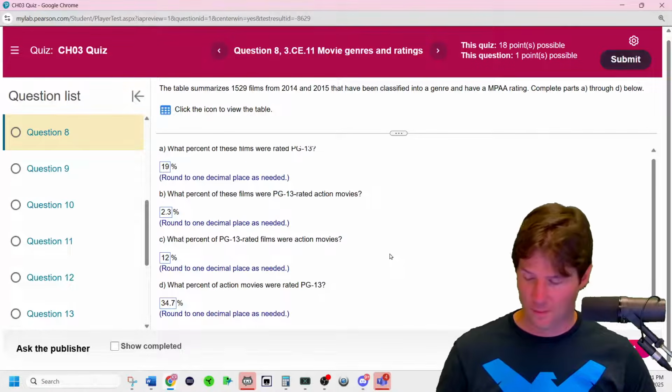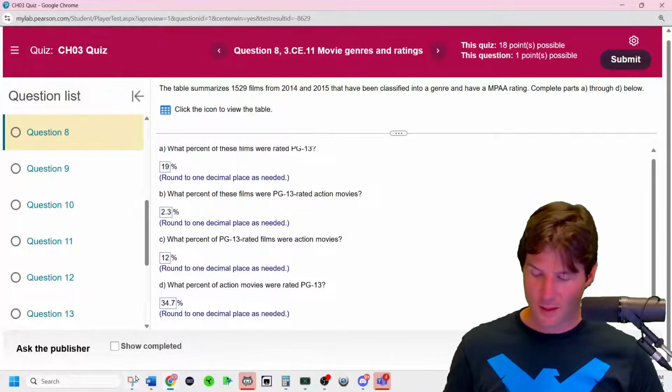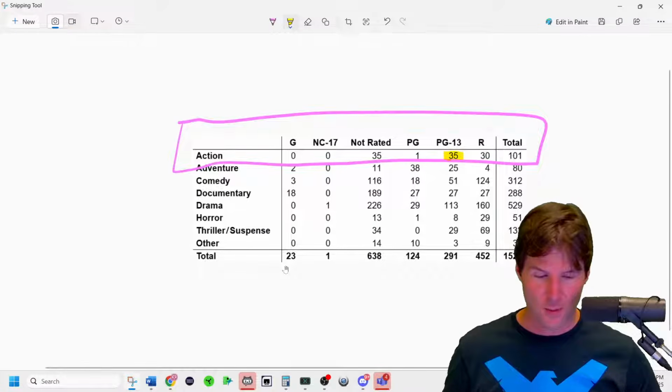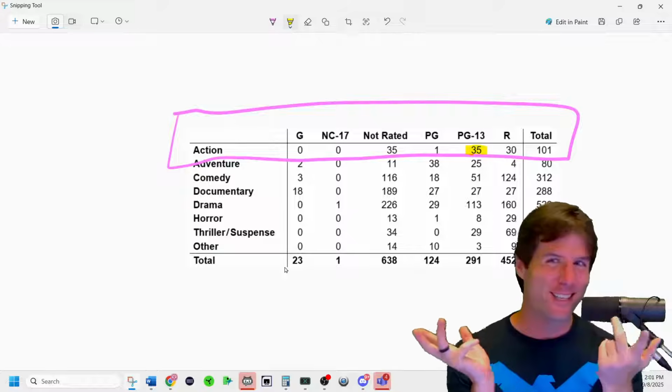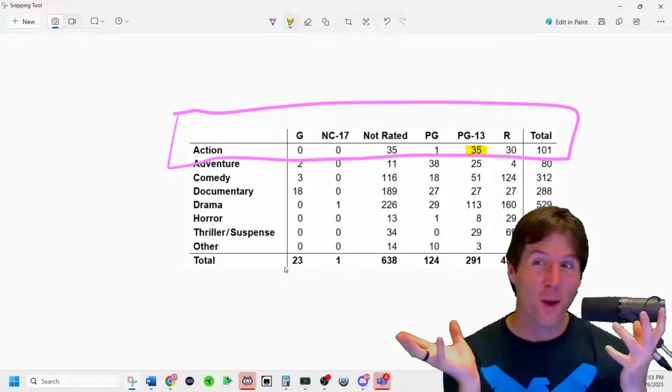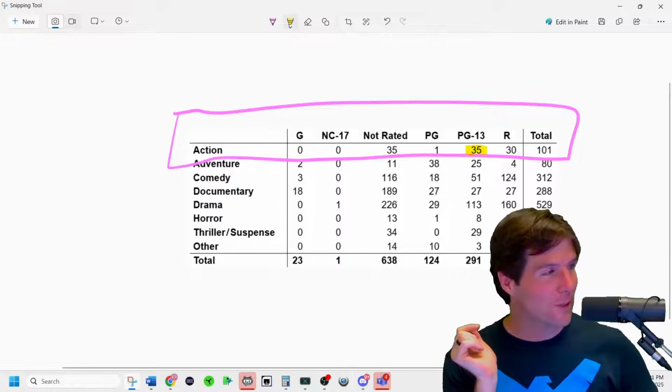One decimal. Does that make sense on the last one, Javante? What percent of action movies are PG-13? The wording's very specific, like one decimal. I did it in my head. I'm going to go one decimal off.